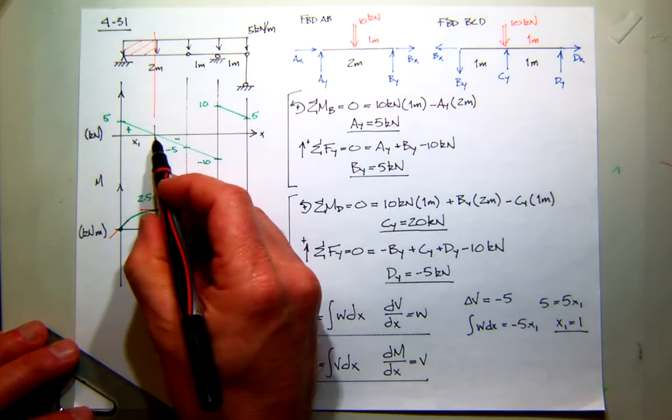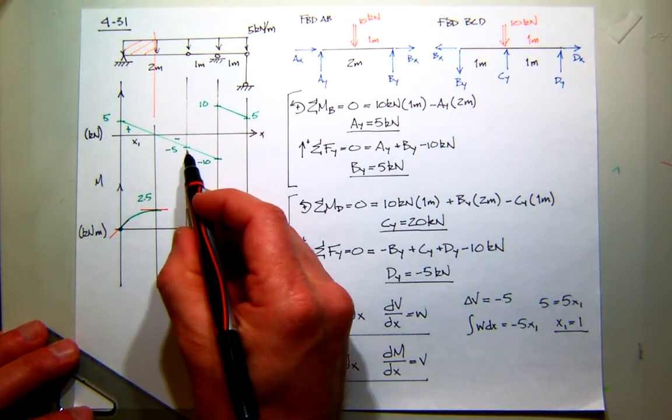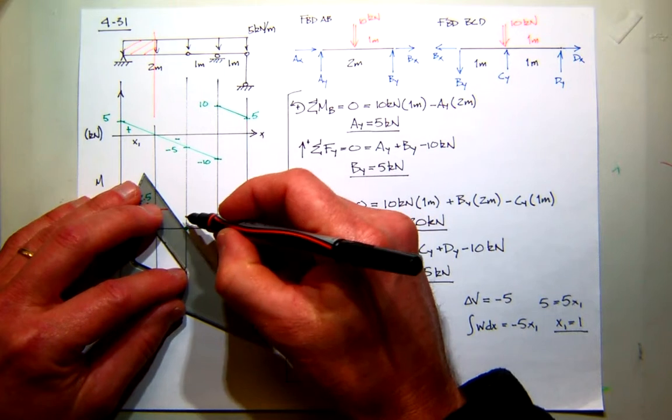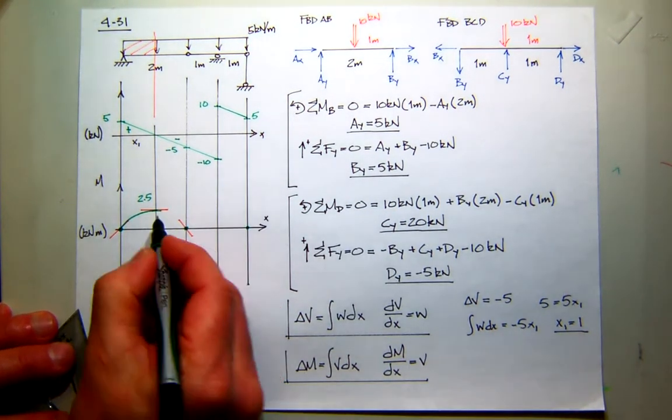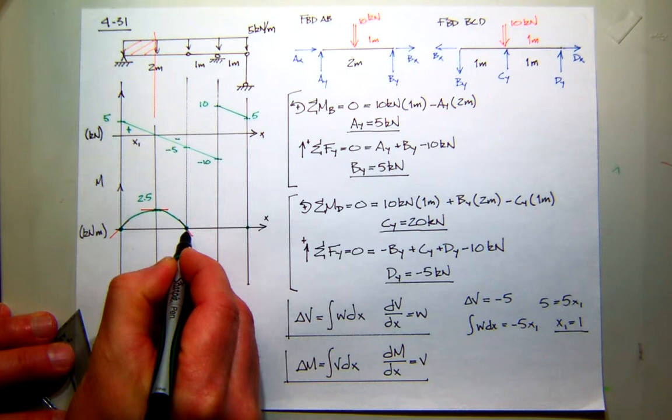The slope starts at 0 and goes to a negative value. So you get a nice parabolic section. I know it's not to scale, but you get the idea.